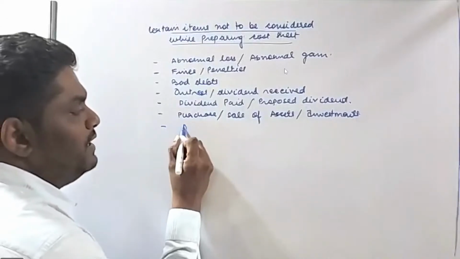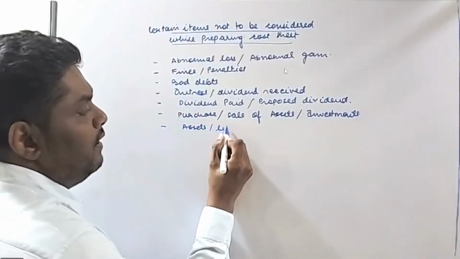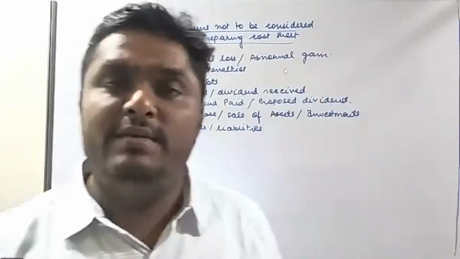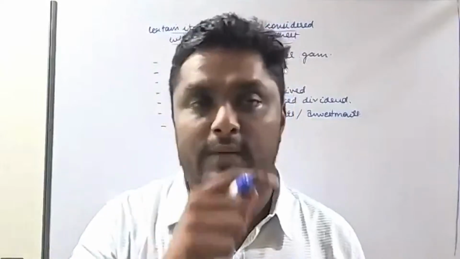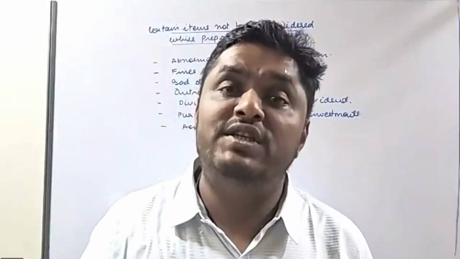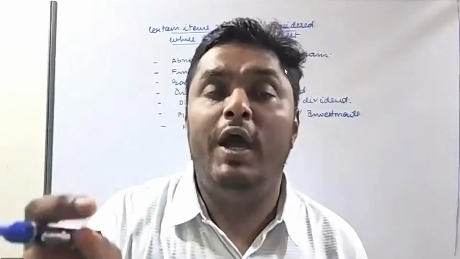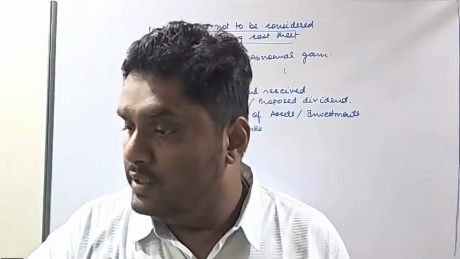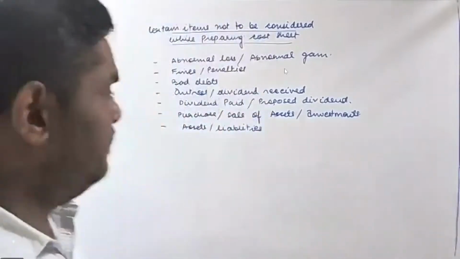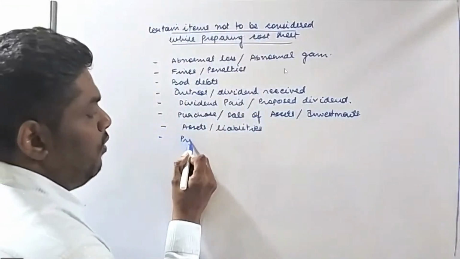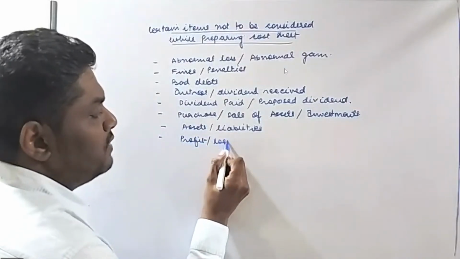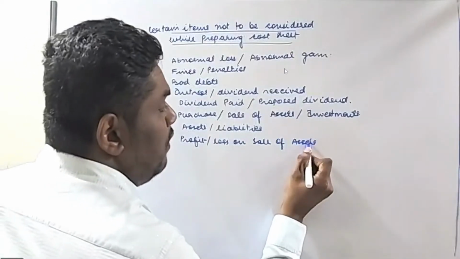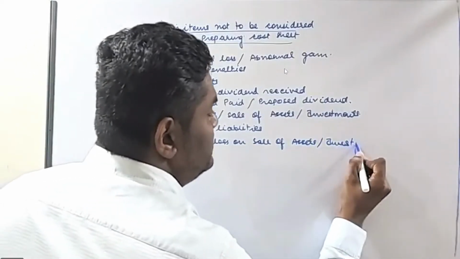Further, if any sort of assets or liabilities are given in the question, we have to ignore. Assets or liabilities are the items that appear in balance sheet, not in cost statement. So if plant and machinery is given in the question, then you have to ignore. You have to take only the depreciation on plant and machinery, not the plant and machinery. Okay, so let me check. Very good, Rohan. Profit or loss on sale of assets or investments.